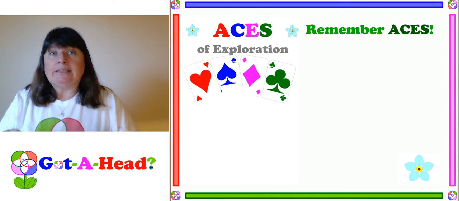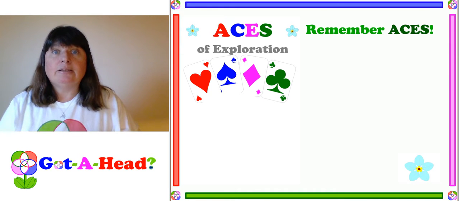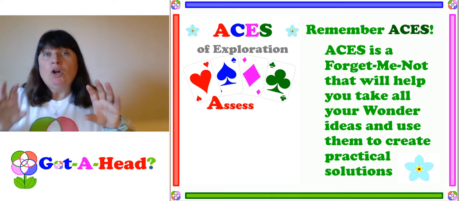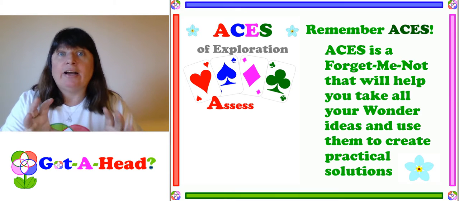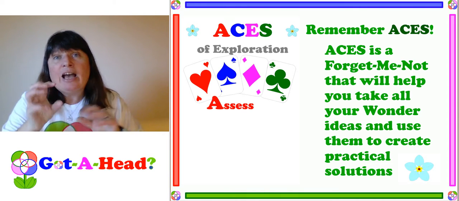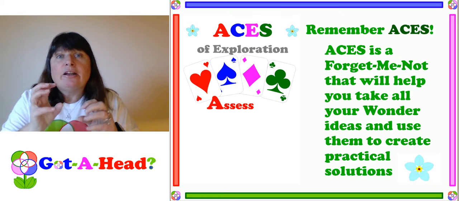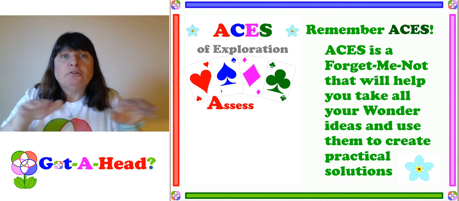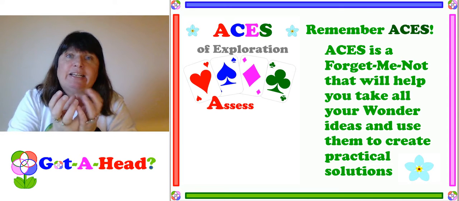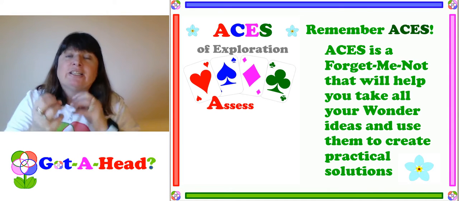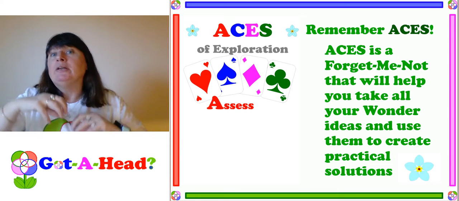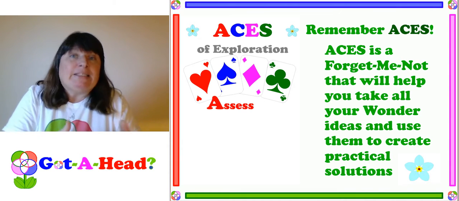Here we've got ACEs. The A is for assess. So you're going to look at all of your ideas and look at the ideas closely. They're not going to be flat and 2D. They're going to be 3D, and they're going to have different features, different things that are interesting about them, that are good about them, or possibly problematic about them.